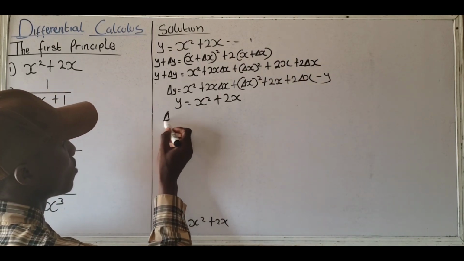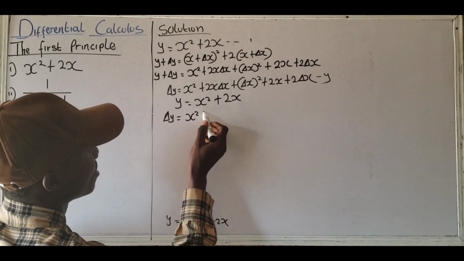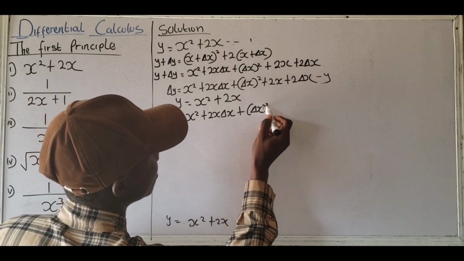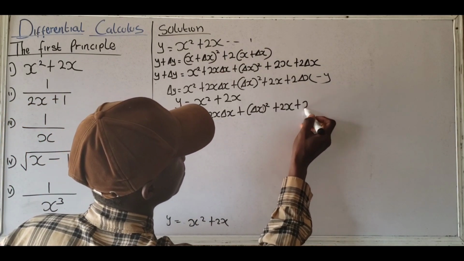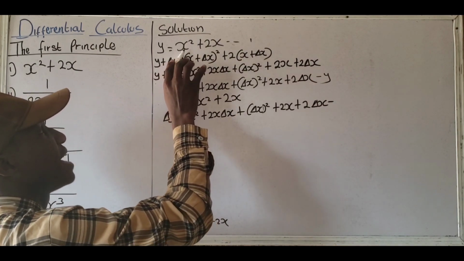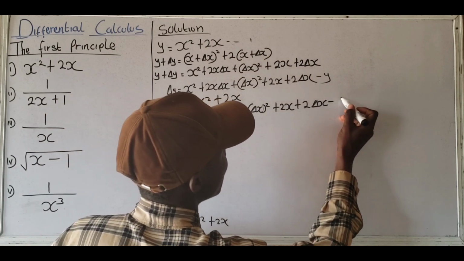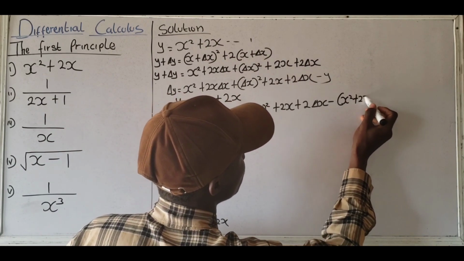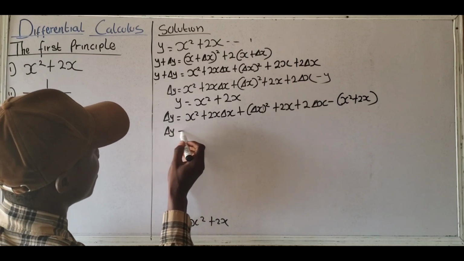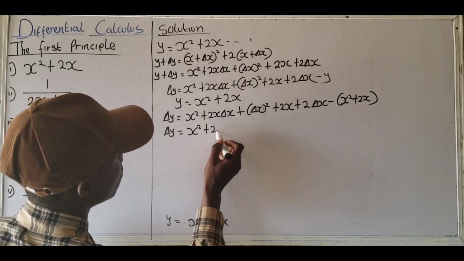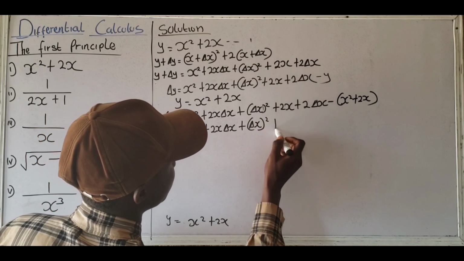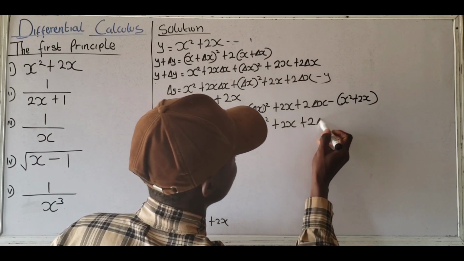So I'm going to have delta y equals x squared plus 2x delta x plus delta x squared plus 2x plus 2 delta x minus, okay, what is the value of y? The value of y is x squared plus 2x. So I'm going to have minus (x squared plus 2x), okay? So for this, I'm going to have delta y equals x squared plus 2x delta x plus delta x squared plus 2x plus 2 delta x.